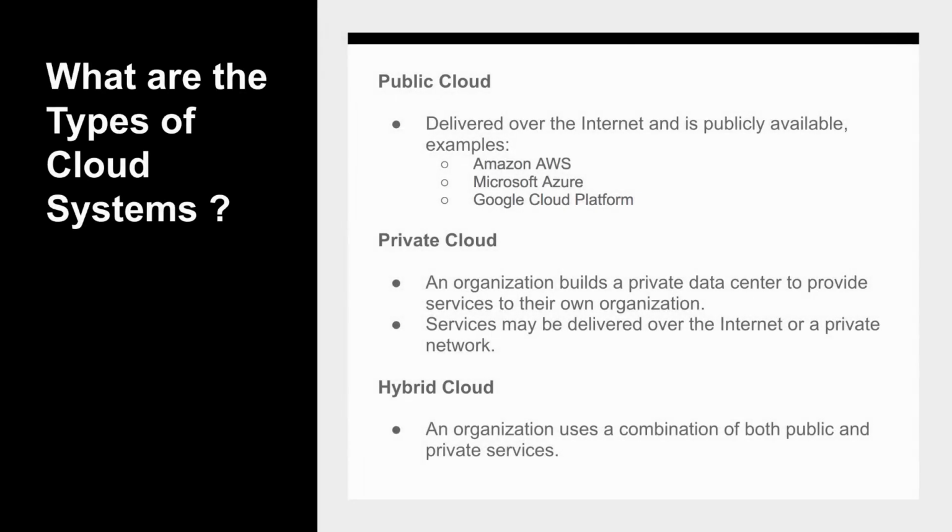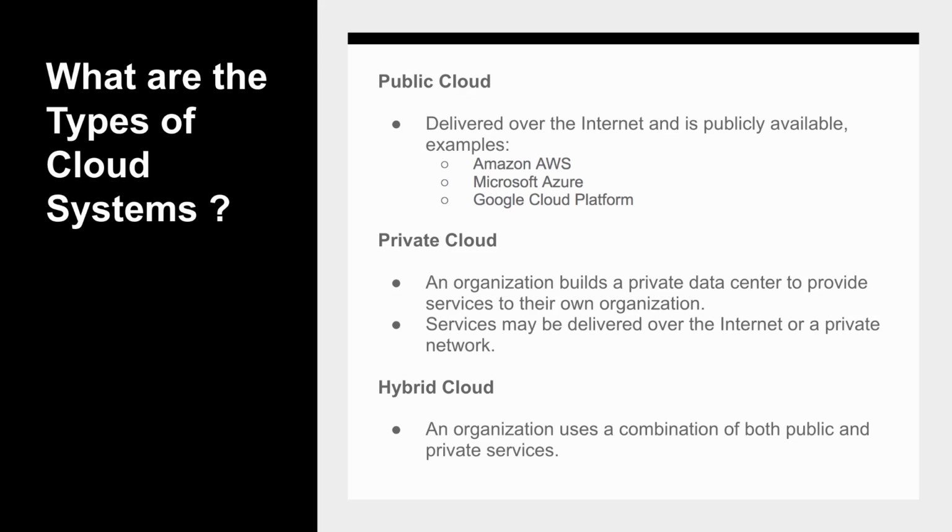Now we're going to look at the three basic types of cloud architectures. The first one, and probably the most well-known one, is a public cloud, and these are delivered over the internet and is publicly available. And so the examples of those include the three major cloud providers on the market today: Amazon AWS, Microsoft Azure, and the Google Cloud Platform.